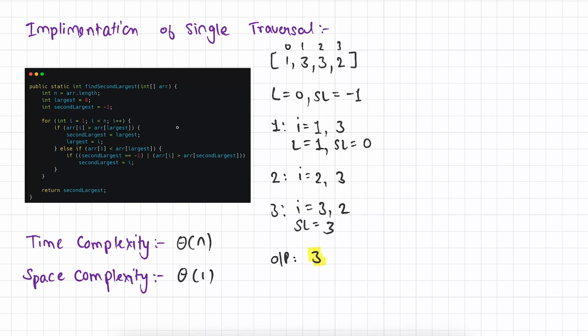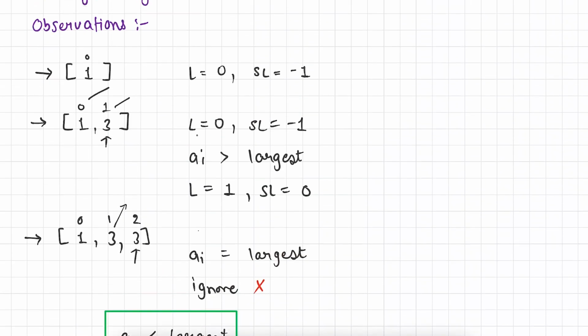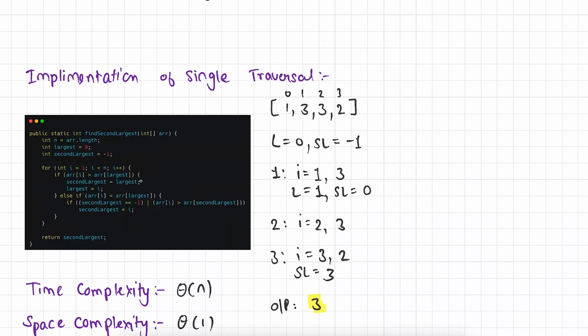It means this condition exactly corresponds to this condition. This condition means we found a number that is greater than the largest element. In this case, we update the second largest and the largest. So our previous largest becomes the second largest and our new number becomes the largest. So far so clear.